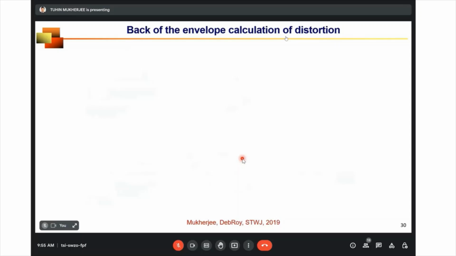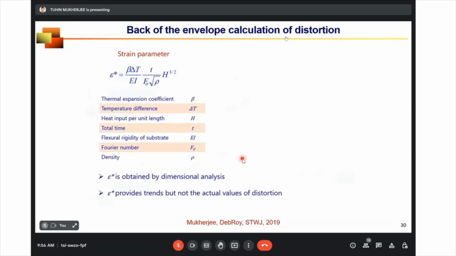So for strain and distortion also, we can do back of the envelope calculation. The only thing we need is a phenomenological understanding of how distortion occurs and the variables that affect the distortion. For example, beta delta T, which is proportional to distortion. Heat input: the more heat you deposit, the more the temperature increases and the more distortion you have. Flexural rigidity: Young's modulus times area moment of inertia. That is the strength of the material. That means if we have high flexural rigidity, the part will be rigid enough to prevent the distortion.